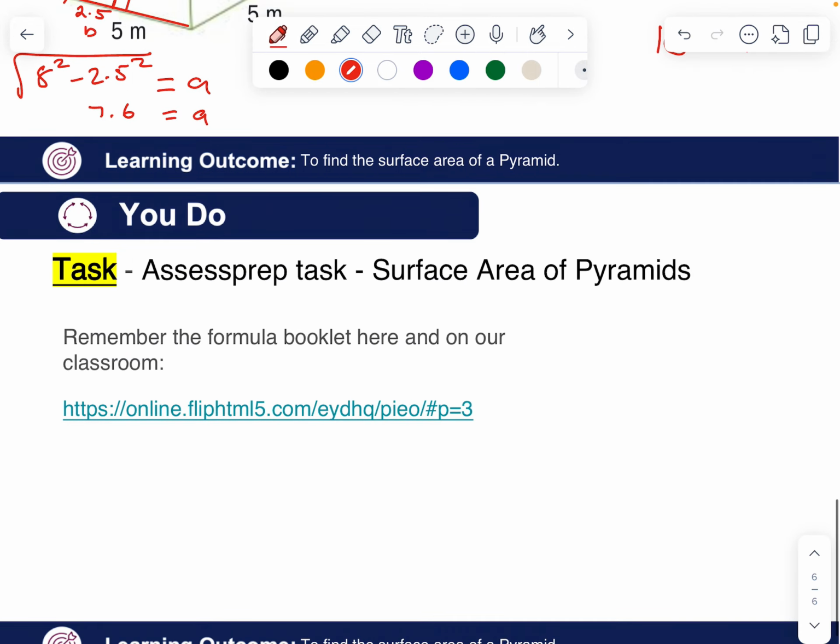Right, your task then, you're going to go over to assess prep like we did yesterday, and you have a task on surface area. Please submit that by the end of the lesson so I can grade it.